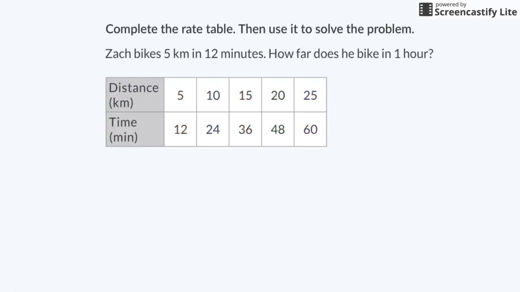The problem asks how far Zach bikes in an hour. Since I know that an hour is equal to 60 minutes, I see that I have already found the distance for 60 minutes when I completed the table. 25 kilometers are traveled in 60 minutes, or 1 hour. So, now I know that Zach bikes an average of 25 kilometers in 1 hour.